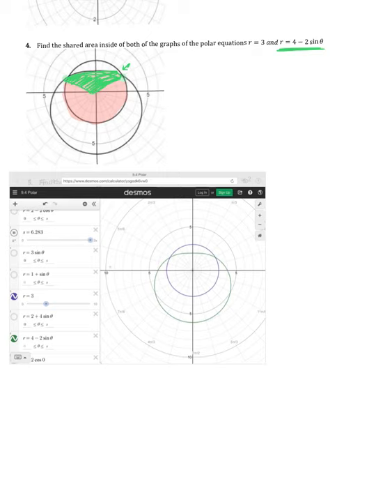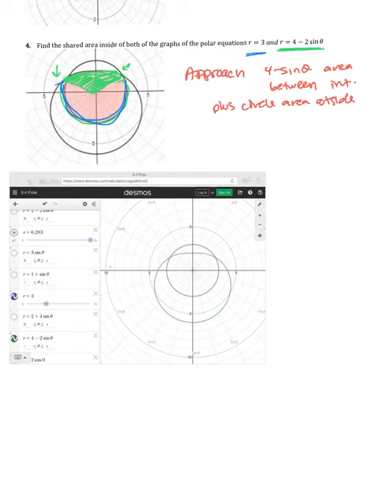So I know that these are going to be my key intersection points that I'm going to need to find. And I also realize that I'm probably going to have to split this into 2 integrals and find the area in between these 2 bounds, and then find the area using the circle portion outside of those 2 bounds. So starting at this point and going around for the circle. Let's use a different color for that. Starting at this point and going around for the circle.